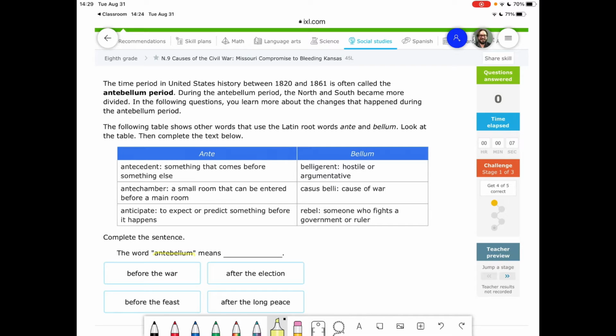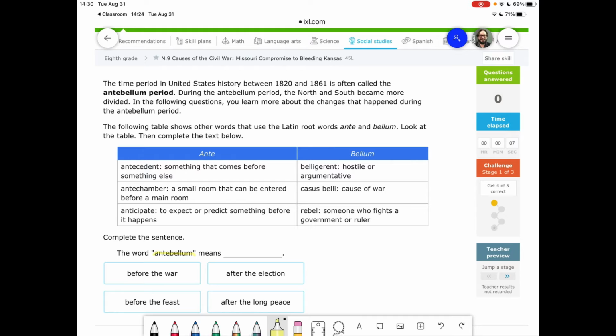So let's begin by looking at the text of the passage above. The time period in United States history between 1820 and 1861 is often called the antebellum period. During the antebellum period, the North and South became more divided. In the following questions, you will learn more about the changes that happened during the antebellum period. The following table shows other words that use the Latin root words ante and bellum. Look at the table, then complete the text below.